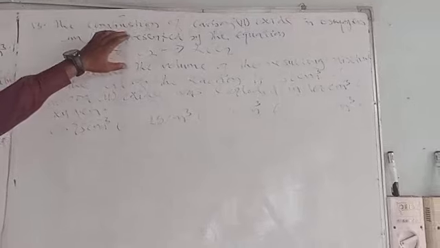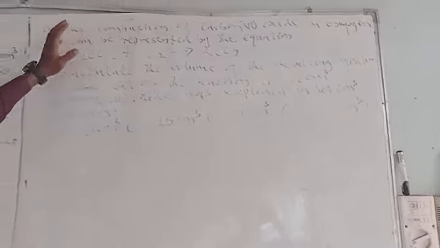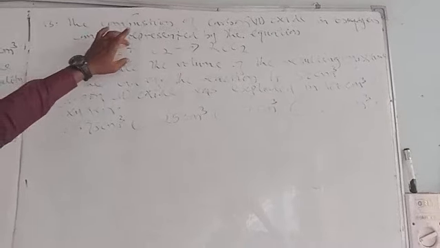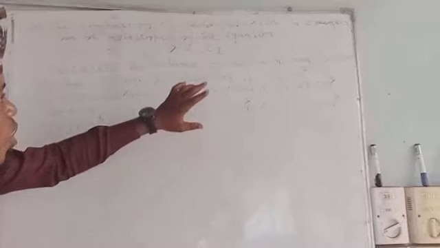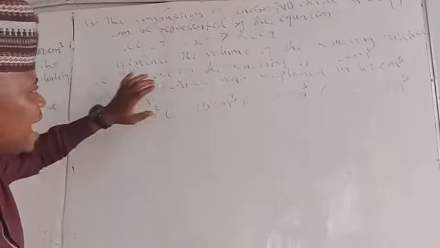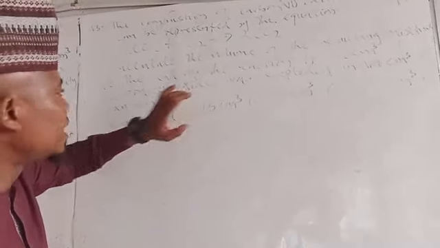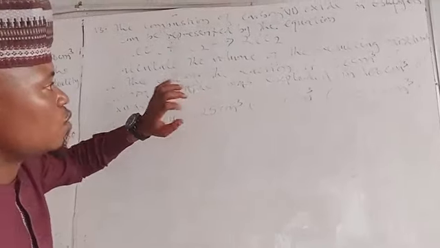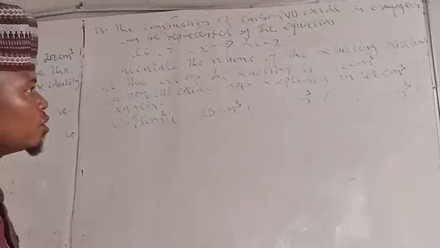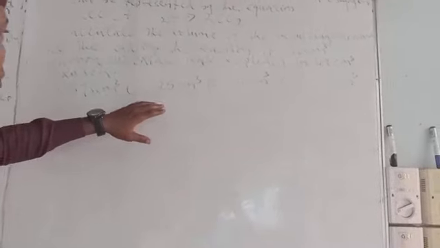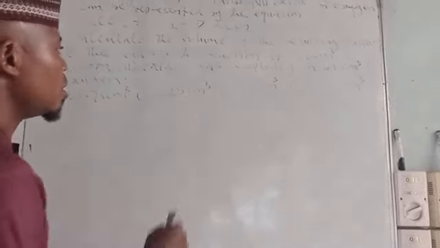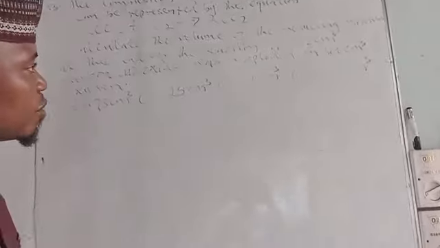The combustion of carbon(II) oxide in oxygen can be represented by the equation 2CO + O2 to give 2CO2. Calculate the volume of the resulting mixture at the end of the reaction if 50 cm³ of carbon(II) oxide was exploded in 100 cm³ of oxygen. Option A, 75 cm³. Option B, 125 cm³. Option C, 100 cm³. Option D, 50 cm³. How do you think about this question?